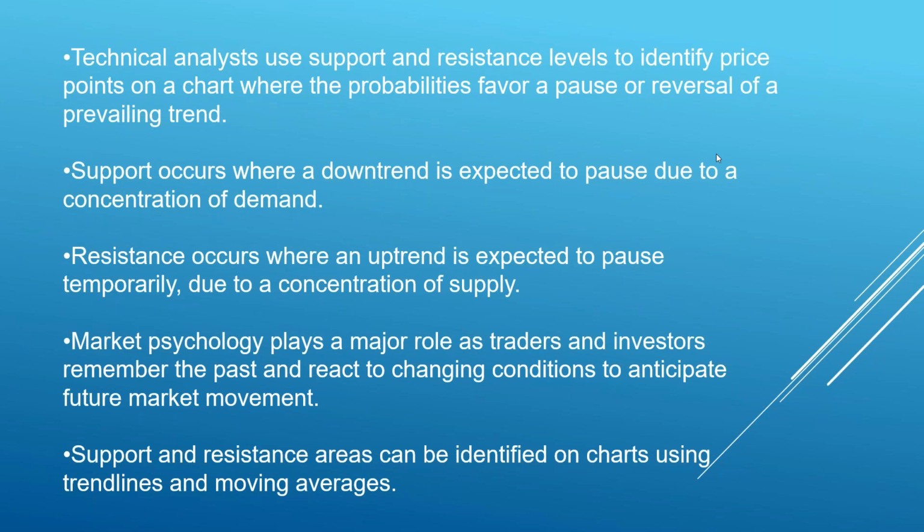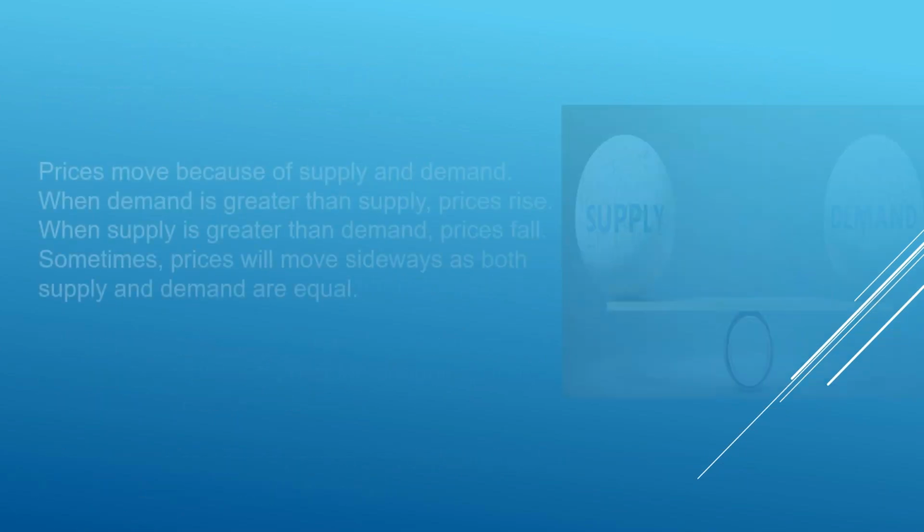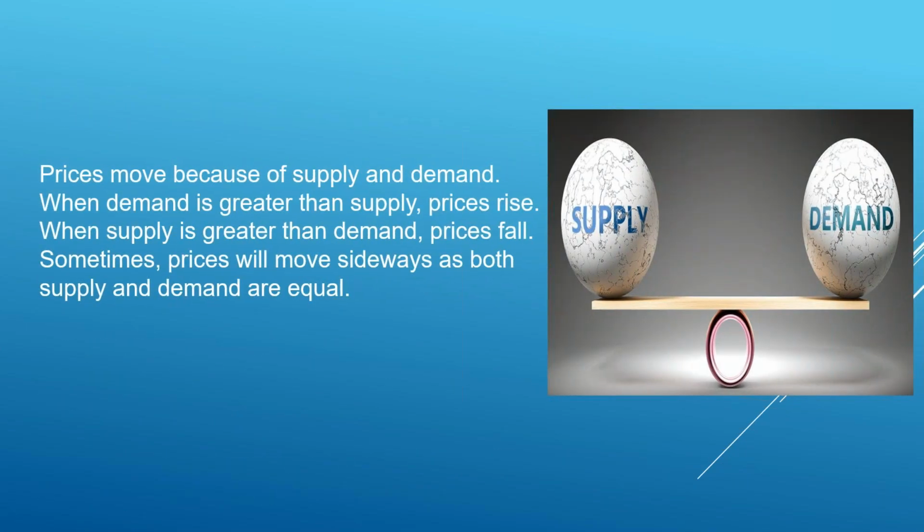Market psychology plays a major role, as traders and investors remember the past and react to changing conditions to anticipate future market movements. Support and resistance areas can be identified on a chart using trend lines and moving averages. We will review this later in this webinar because there are many ways to see the support and resistance levels. But let's start with the very basic concept of any market.